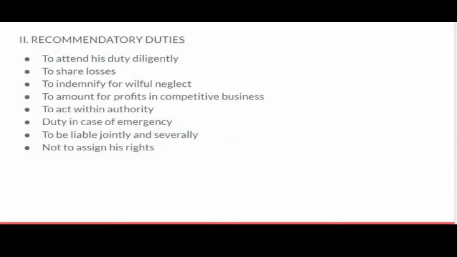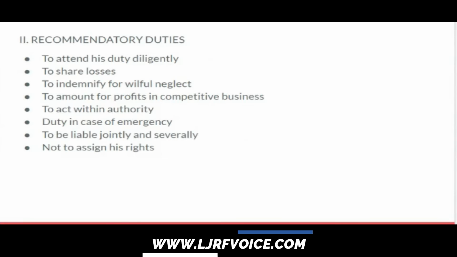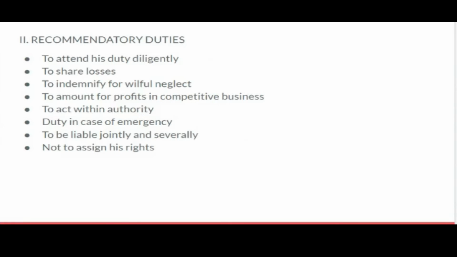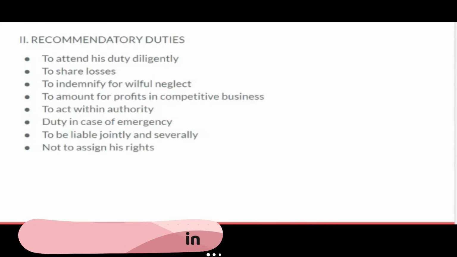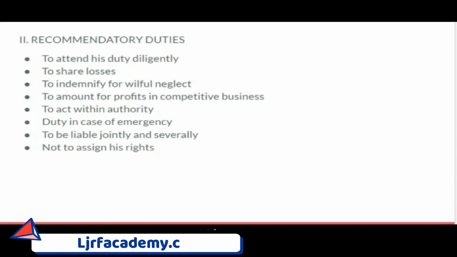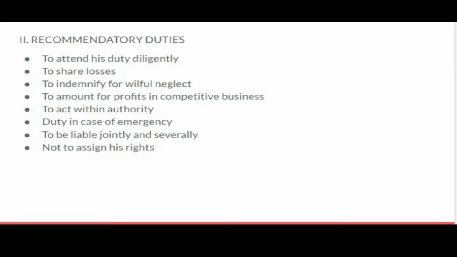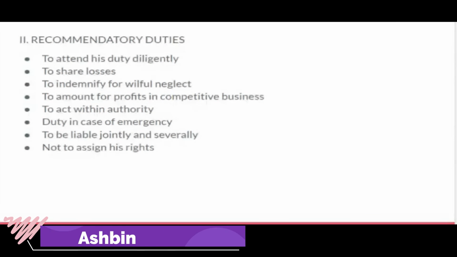And there are certain recommendatory duties also. These include to attend to his duties diligently and to share the losses, to indemnify for willful neglect, to account for profit in competitive business, to act within authority, duty in case of emergency, and to be liable jointly and severally, and not to assign his rights. These are the recommendatory duties of partners as far as a partnership firm is concerned.